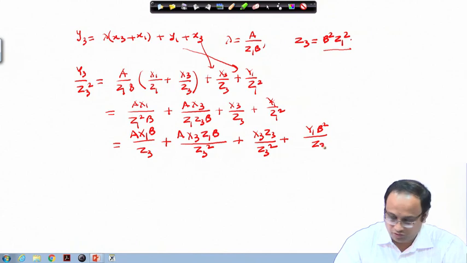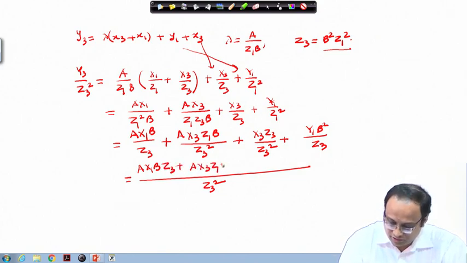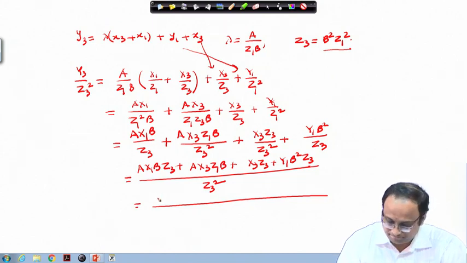So, that is again equal to z3. Okay. So, now we can take z3 square in the denominator, and therefore, the numerator becomes a x1 b z3 plus a x3 z1 b, this does not change, plus x3 z3, this also does not change. This becomes multiplied with z3 y1 b squared z3. Okay. And that is equal to, if I write in the numerator again, remember that I have got z3 equal to b square z1.